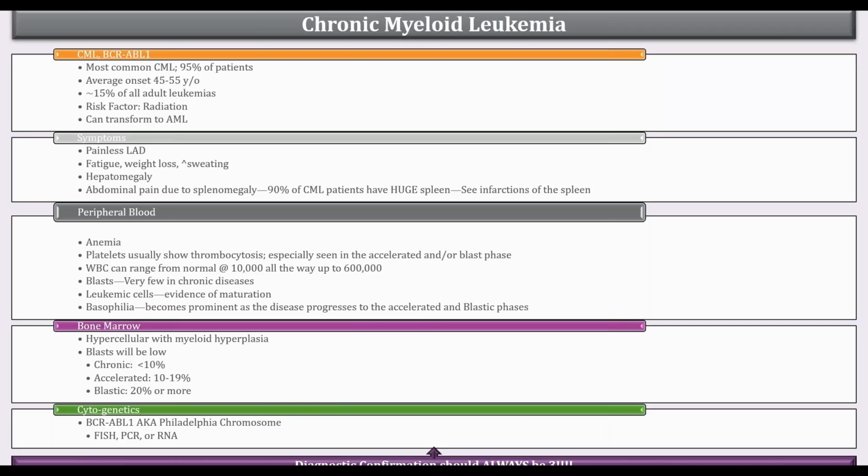Definitive diagnosis: cytogenetics to detect the Philadelphia chromosome by FISH or PCR, or by RNA to detect the BCR-ABL1 fusion gene. So BCR-ABL1 or Philadelphia chromosome, that translocation between 9 and 22, those are the same genetic mutation. So we'll also, again, be looking for our bone marrow biopsy and the cytogenetics to go along with these cases to determine which particular CML the patient has.